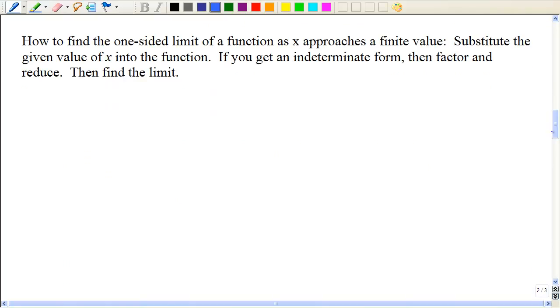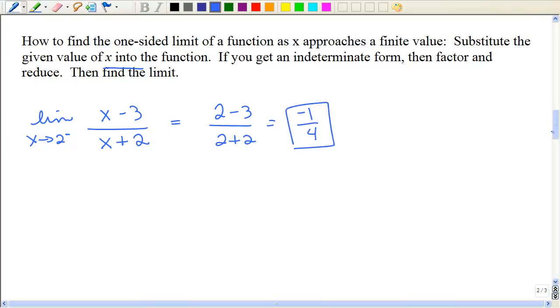All right, so how do we do this if we don't have a graph? Well, pretty much just like we did in section 2.4, we're going to substitute the given value of x into the function. If we get that indeterminate form, then we're going to have to factor and reduce. All right, so just to pick some problems, if I have the limit as x approaches 2 from the left, right? Now what they're trying to confuse you with that little minus sign is they're trying to make you think it's a -2, but it's not. It's a +2. So again, we're just going to put that value in for x. So if I have 2 minus 3 over 2 plus 2, that's -1 over 4, and you're done. Doesn't matter right or left.